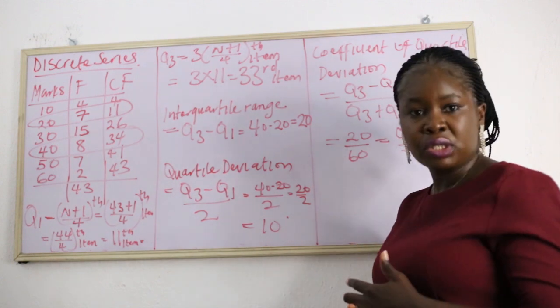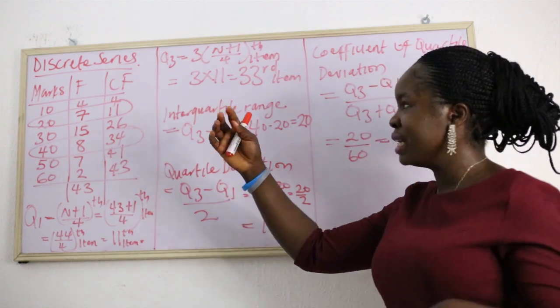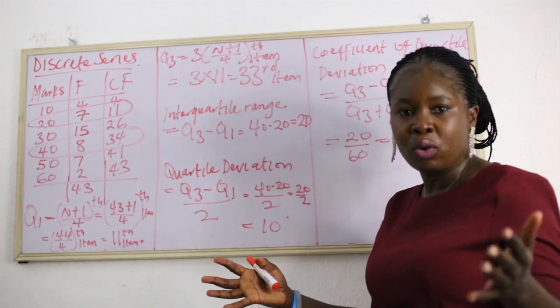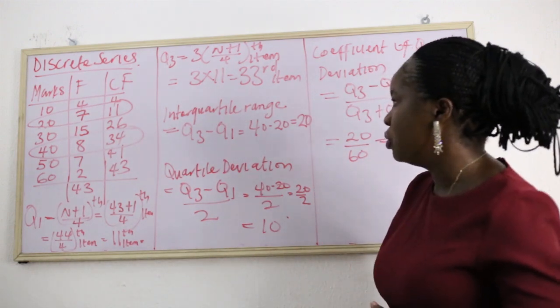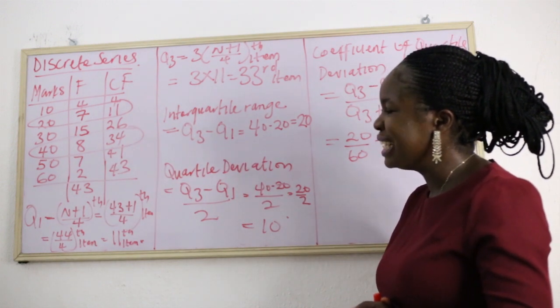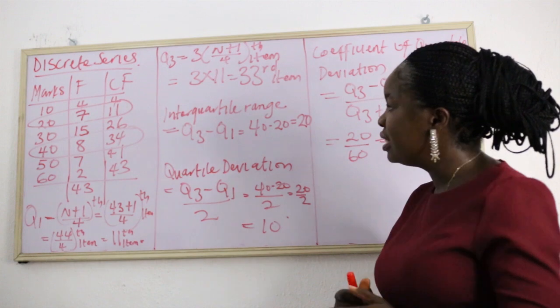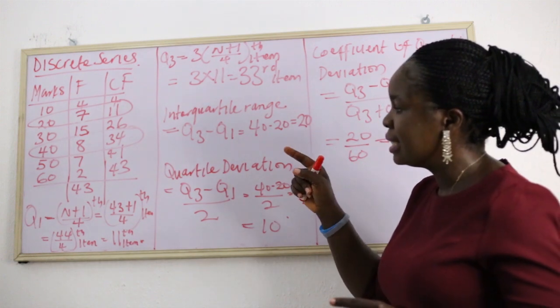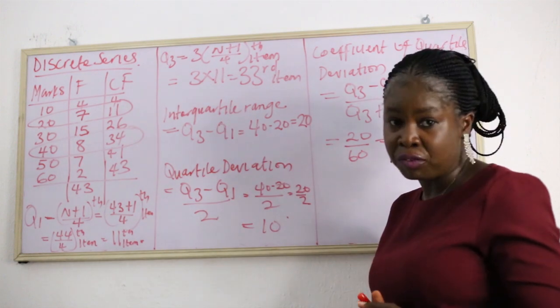So for the next series, like we said, for each of these topics we have the individual series, the discrete series, and the continuous series. So we'll be looking at the discrete series for interquartile and quartile deviation, and we have 10, 20, 30, 40, 50, and 60 as the marks. Our frequency is 4, 7, 15, 8, 7, and 2. Adding it up, we have 43.